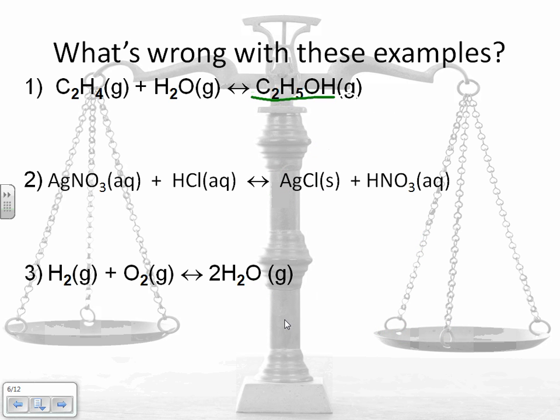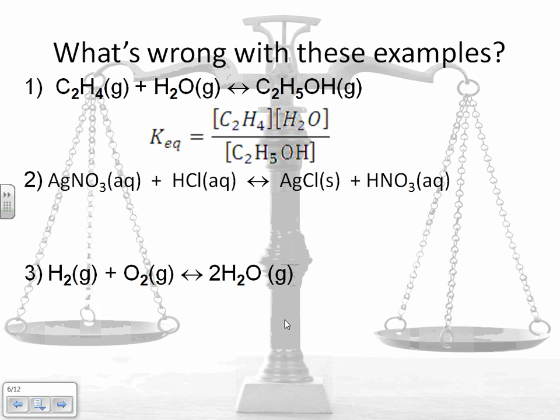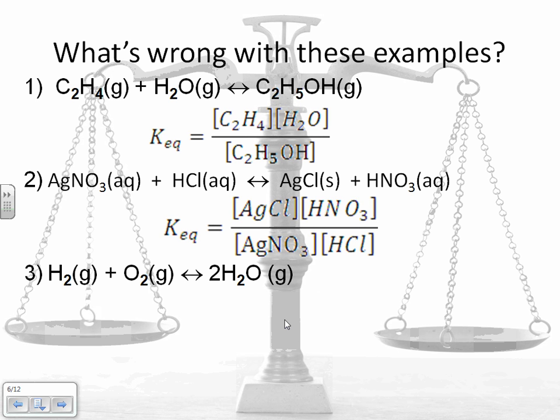Let's go through one step at a time here. What's wrong with these examples? If I have the first example and I give you this equilibrium law, what is wrong with that? The second one, if I give this as your KEQ value, what is wrong with that? And the third one, what is wrong with that? So take a minute, pause. I'm going to go through the answers now.